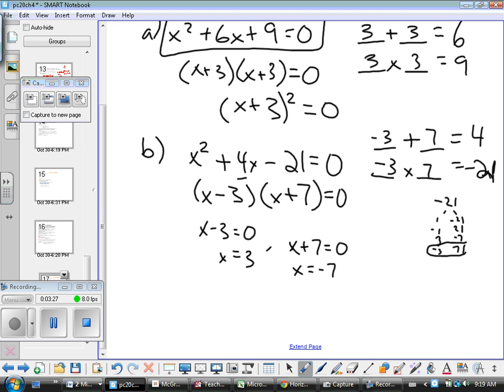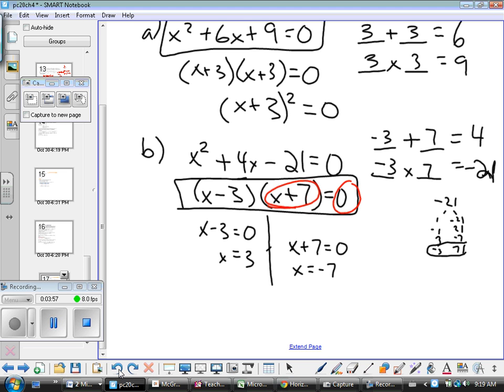And the reason why I set each of those equal to 0 is because of the zero product property. The zero product property tells me that if I want this factored equation to be 0, then I just have to make one of the factors equal 0, okay? Because 0 times any other number is 0. So if I can set x equal to 3, this factor becomes 0 and the whole thing is 0, okay? And the same way, if I set x equal to negative 7, then this becomes 0 and the whole thing is 0, okay?